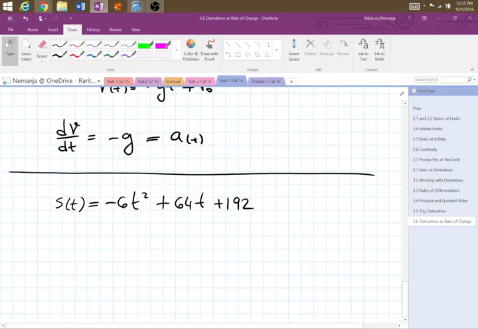Part A: determine the velocity function. What's the velocity function? The derivative, great. So what is it? Awesome, so we're taking the derivative. The derivative of t squared is 2t, so negative 12t, plus 64 times 1, which is 64.